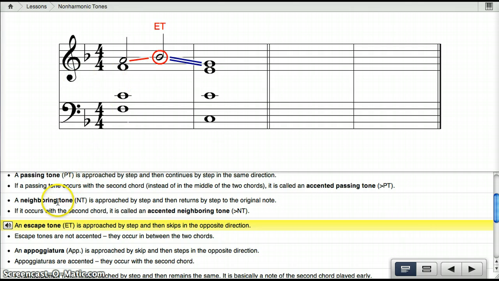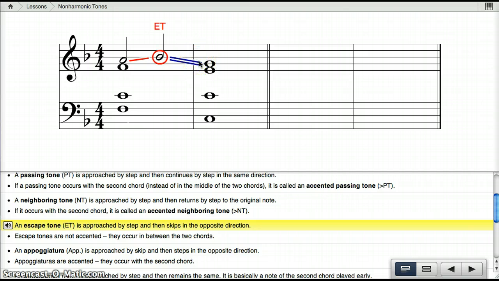So, in the case of the passing tone and the neighboring tone, depending on when the underlying harmony changed, the term changes from either just normal neighbor tone or passing tone to accented. In this case, that cannot happen because escape tones occur between two chords. They have to in order to be an escape tone. But the important part to remember is that it's step and then skip.